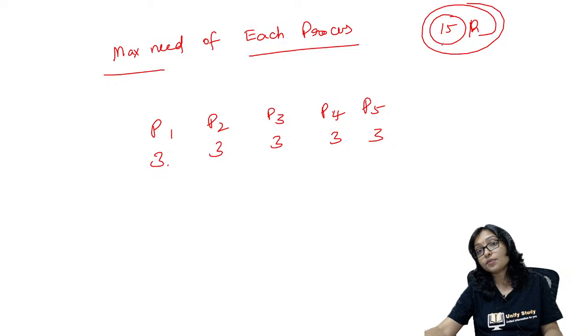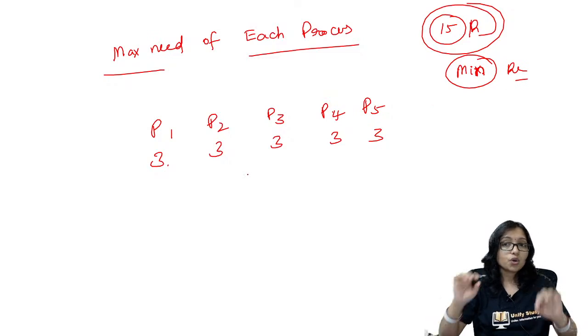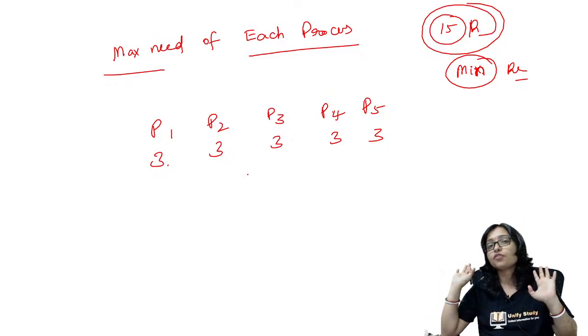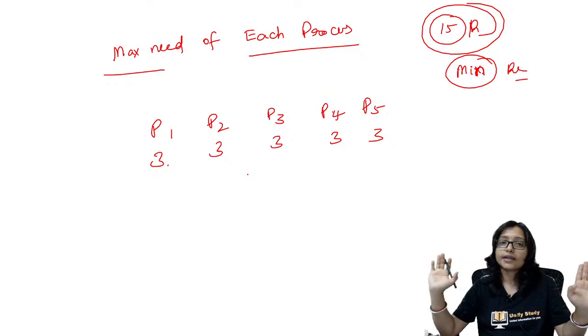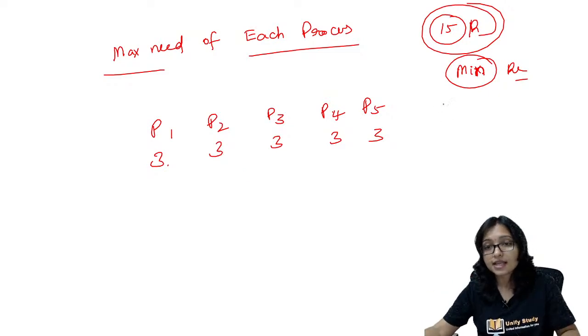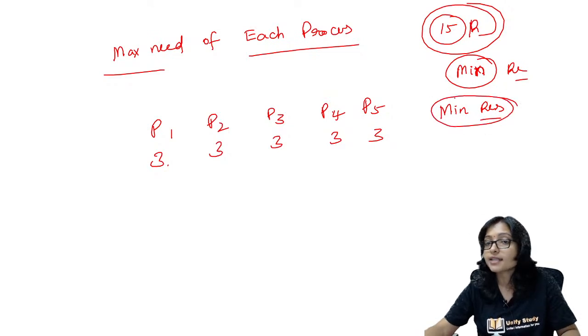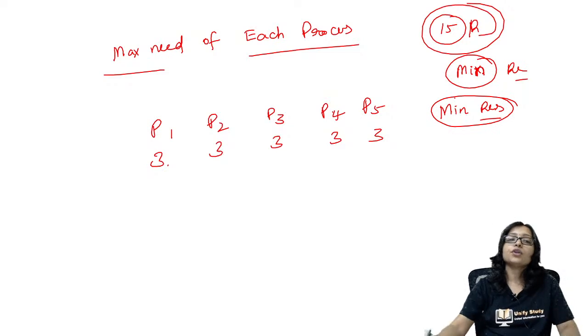Now our target will be how I will manage with the minimum resource. How to manage with the minimum resource? What is the minimum number of resources required so that there will be no deadlock? That is our target. Got it? What is the minimum number of resource required so that there will be no deadlock? Now how to do it? Here we will do that.